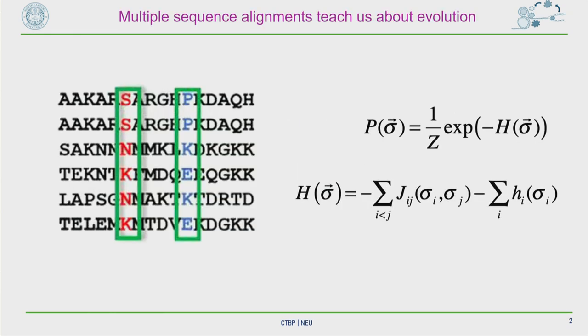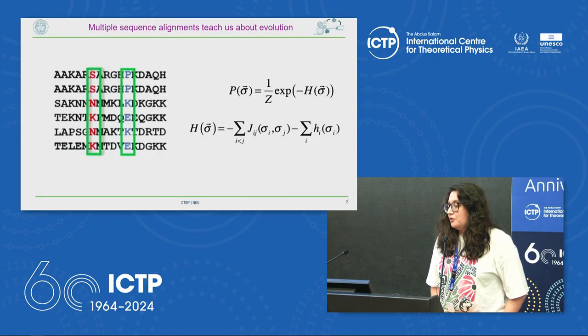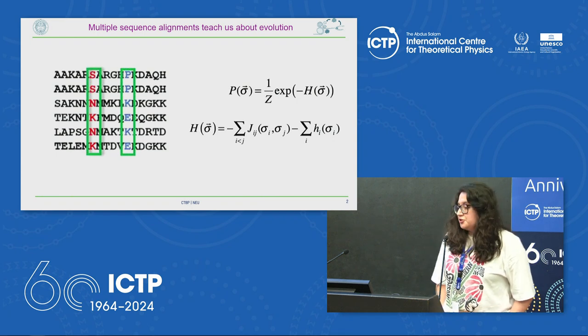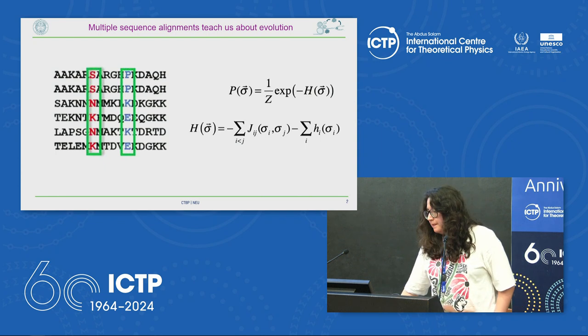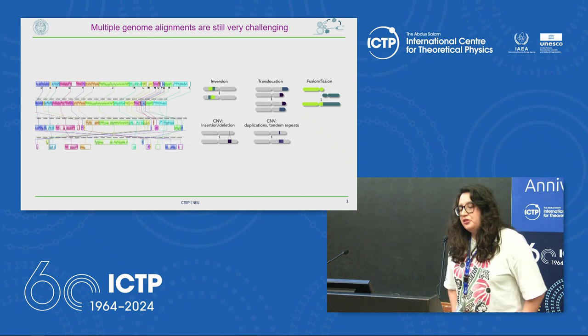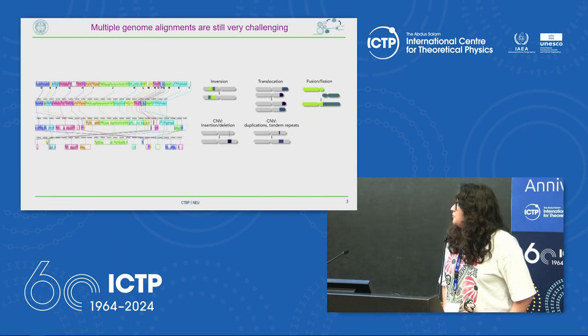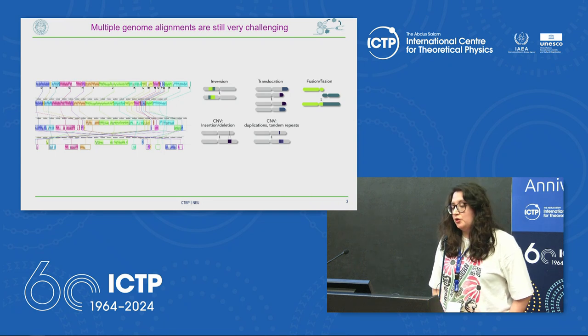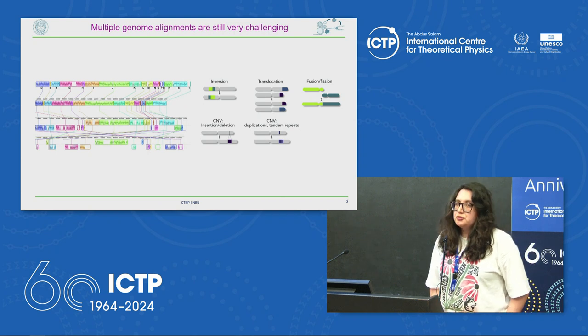So let's start. We already know that multiple sequence alignments teach us about evolution, since they allow us to detect zones of covariation and conservation, inferring functional interactions in proteins. If we want to do the same thing, but at the level of genomes, we face the problem of multiple genome alignments, which is still very challenging for so many reasons.